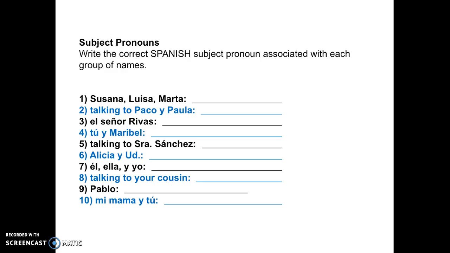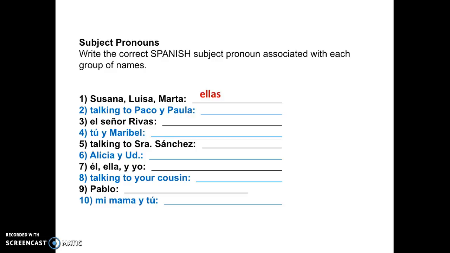First thing we want to do is review our subject pronouns. So in the blanks here, I'm going to show you if I were to replace this subject with one subject pronoun, which one would I choose? When I'm talking about Susana, Luisa, and Marta, all three of which are girls, I would refer to them as they, and in Spanish I would use ellas.